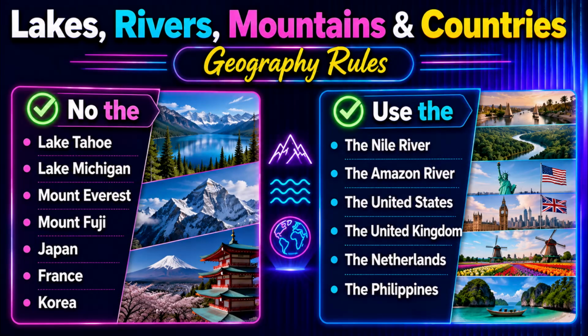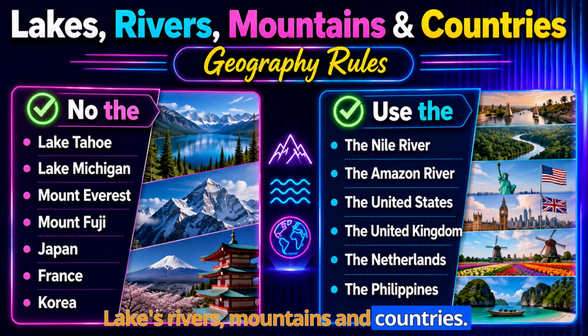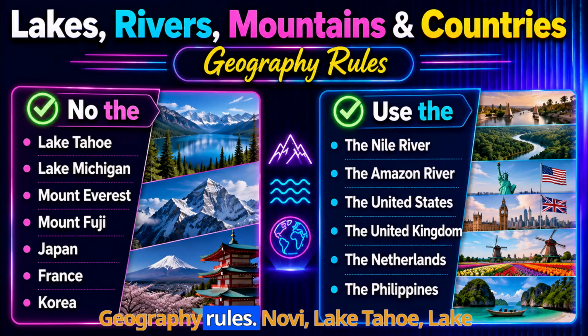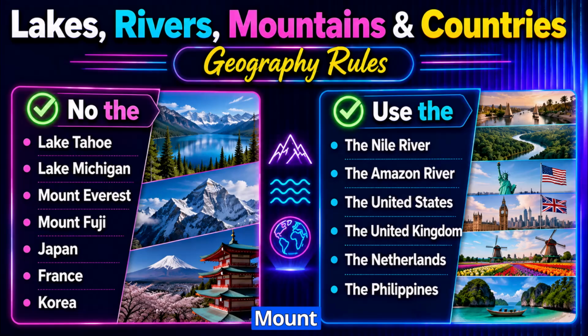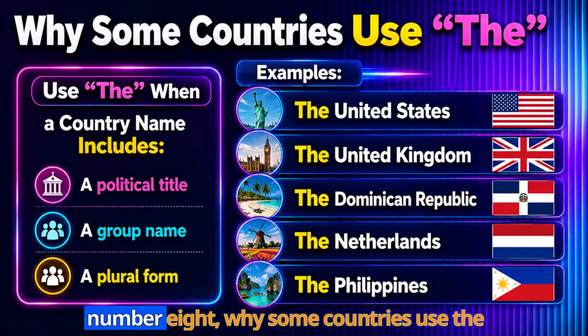Number 7. Lakes, rivers, mountains, and countries. Geography rules. Skip "the" with: Lake Tahoe, Lake Michigan, Mount Everest, Mount Fuji, Japan, France, Korea. Use "the" with: the Nile River, the Amazon River, the United States, the United Kingdom, the Netherlands, the Philippines.